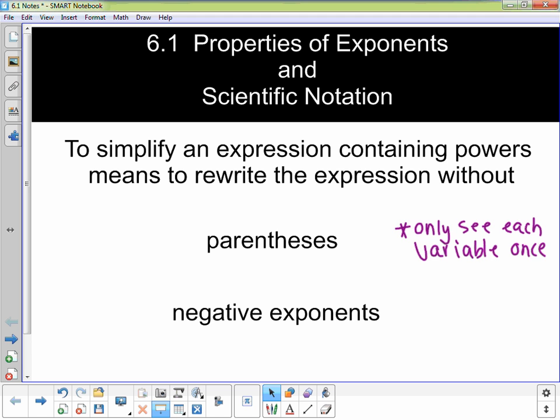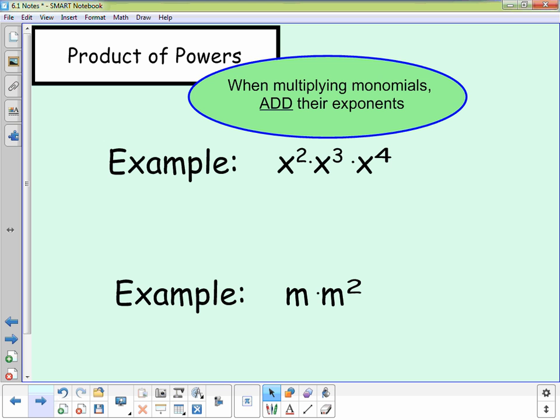Okay, so let's just review our properties of exponents. The first one we're going to look at is the product of powers. When we multiply monomials, we want to add their exponents. So that's the first line in your little table there. The product of powers: when multiplying monomials, we add their exponents.